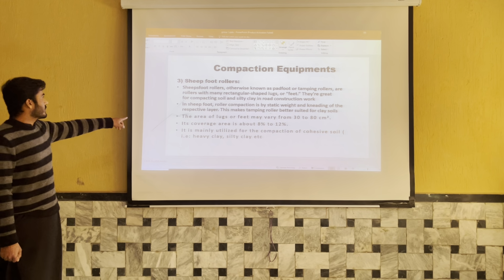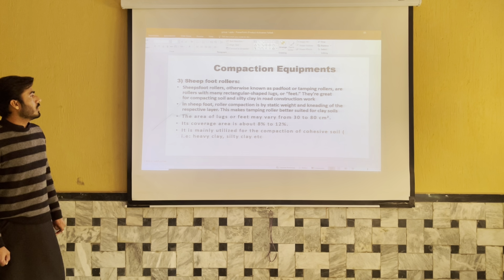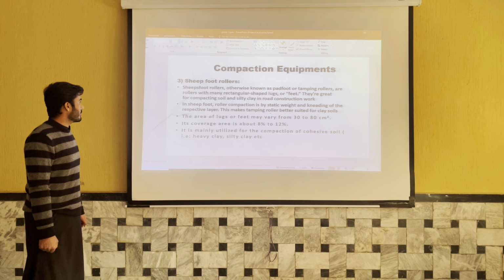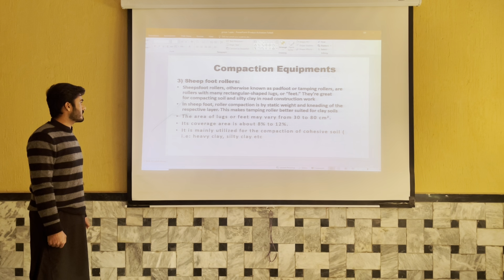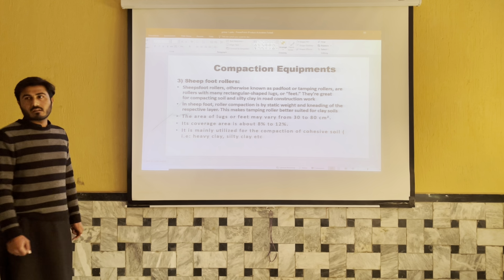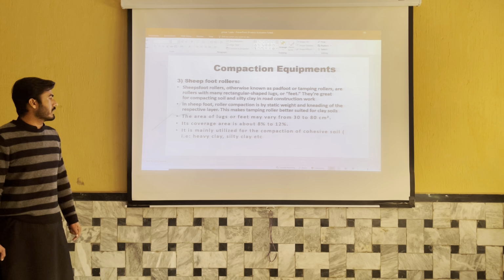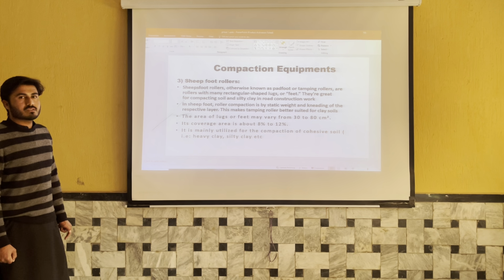In a sheep foot roller, compaction is by static weight and kneading of the respective layers. This makes the tamping roller better suited for clay soil. The area of the feet may vary from 30 to 80 square centimeters. Its coverage area is about 8 to 12%. It is mainly utilized for the compaction of cohesive soil, heavy clay and silty clay soils, as I have told you earlier. So that was all from my side.